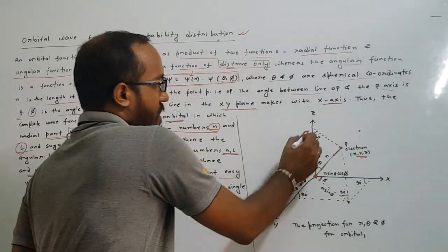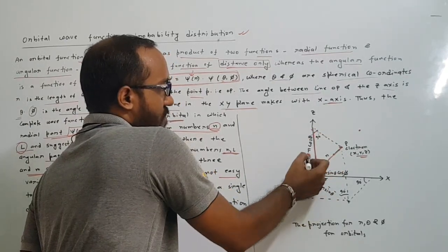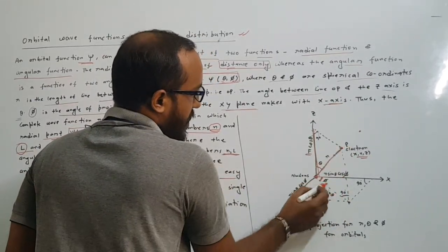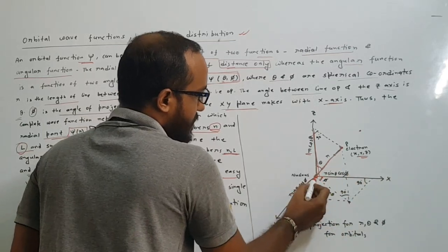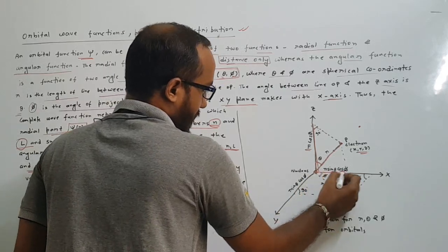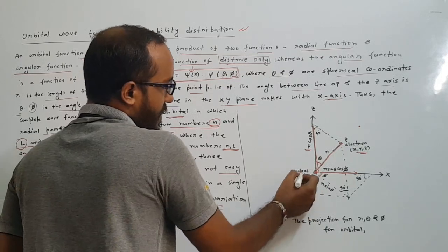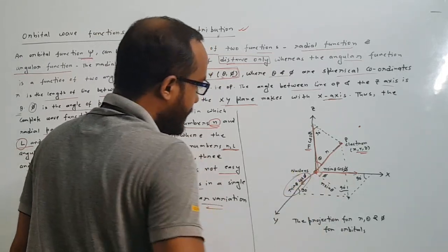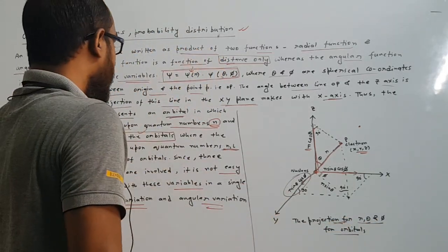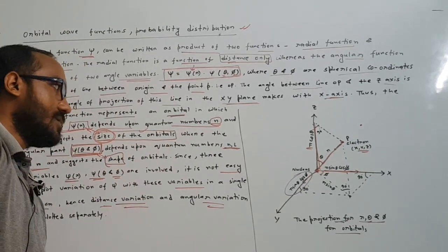This is obvious, right? Now this angle is 90 degrees. So if this is r, then the component along the z axis will be r cos theta, and the projection of OP in the xy plane is, let us say, OP prime, and the angle is phi. The x component is r sin theta cos phi, and the y component would be r sin theta sin phi. Now this is the projection for r, theta and phi for orbitals. So this is the basic introduction. Now we will move forward to different shapes for s orbital, p orbital, d orbital.